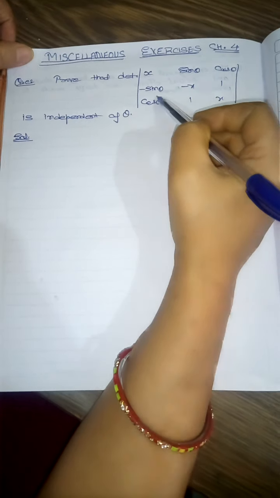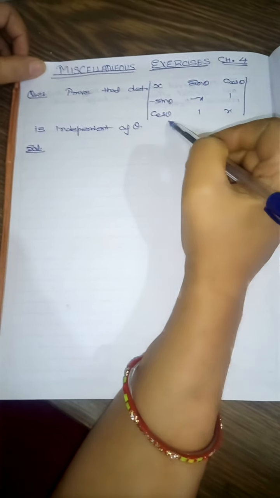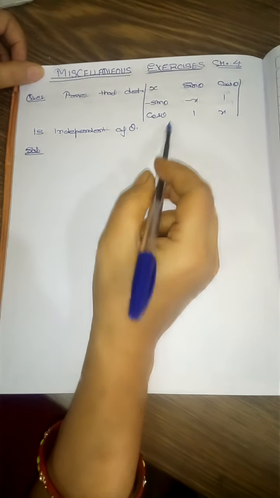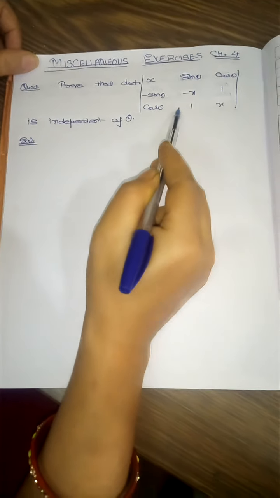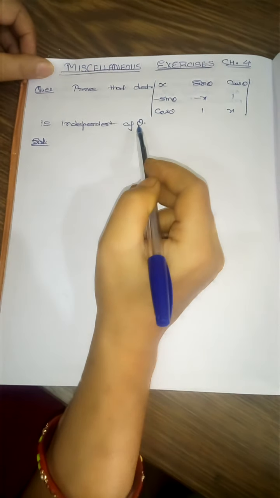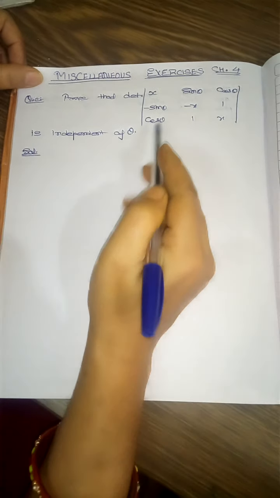Now the first question is: prove that the determinant with rows x, sin theta, cos theta; minus sin theta, minus x, 1; and cos theta, 1, x is independent of theta. It means when you find the determinant of this, the answer will not contain theta. So let us solve.